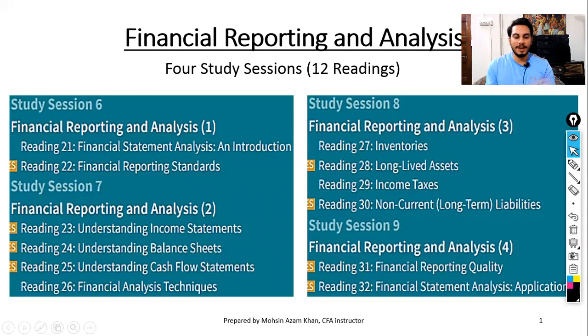Hello, let's start off with this reading called Financial Reporting and Analysis. This topic is very important. Number one reason is because its weight is very high. It's around 15 to 18%. That means many questions will be coming in the exam from this topic. So I advise each one of you to study this topic in as much detail as you can.